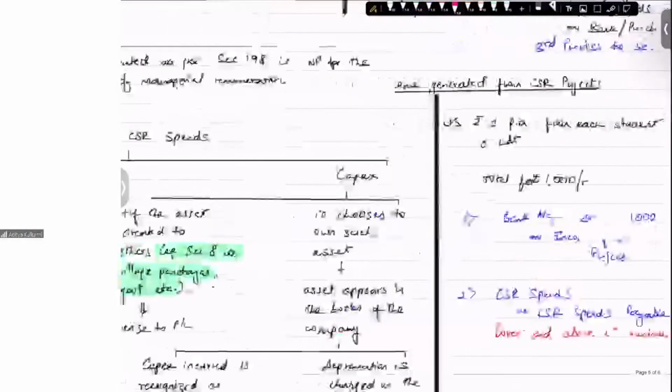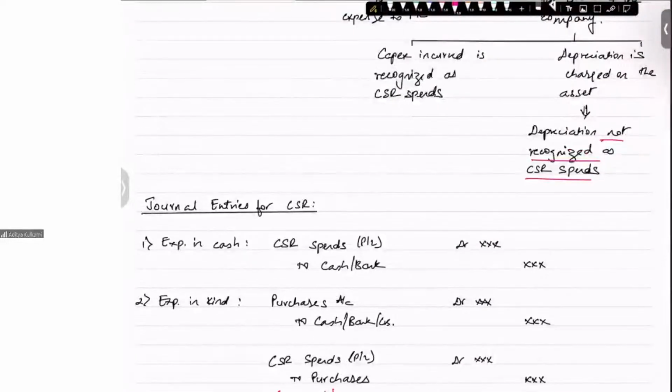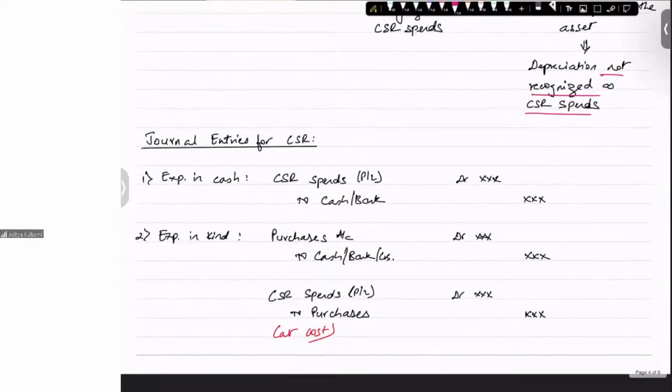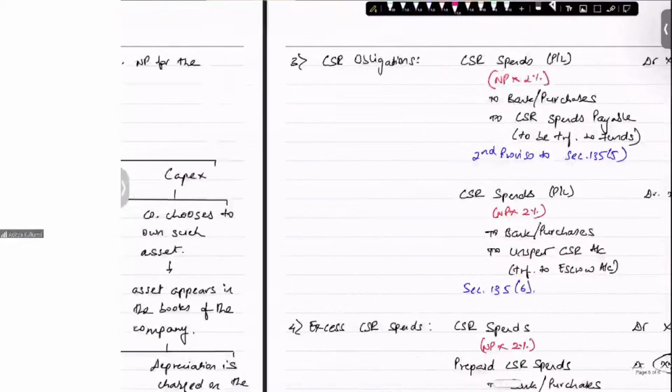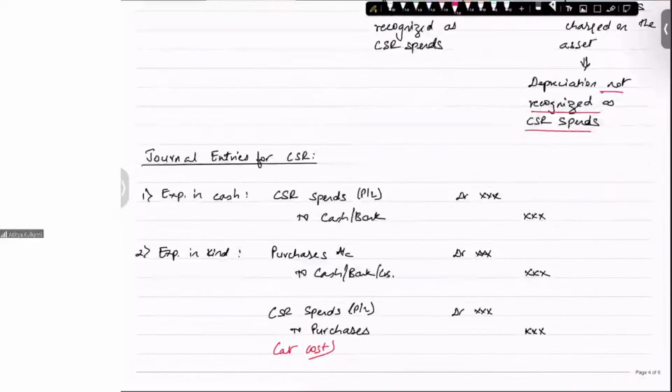Then coming to the next part, journal entries. Expense in cash: CSR spends account debit to cash bank. Suppose you have made it in kind, then purchases account to cash bank is what you would have passed, and then you are distributing those purchases only. So CSR spends account debit to purchases. This has to happen at cost only. You cannot add any markup to that.